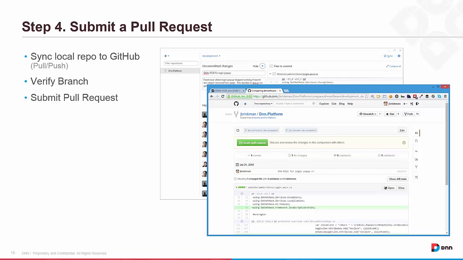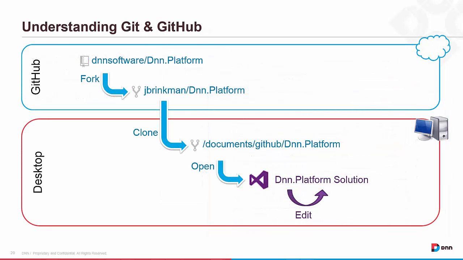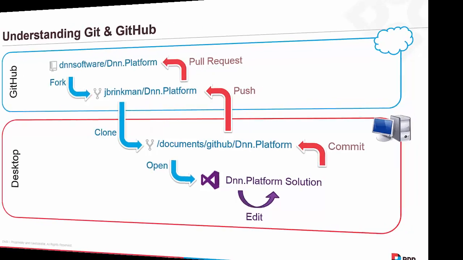The final step in the process is to push the code back up to our repository in the cloud and submit a pull request. Throughout the process, it is important to make sure that we are still in the correct branch of the project. There are 3 steps to get our code submitted. First, we need to commit our code to the local repository. Then we'll push our code to a private repository on GitHub. Finally, we can perform a pull request, which will tell the DNN team that we have a change that we would like them to apply to the master repository. Let's take a look at these using GitHub and GitHub for Windows.